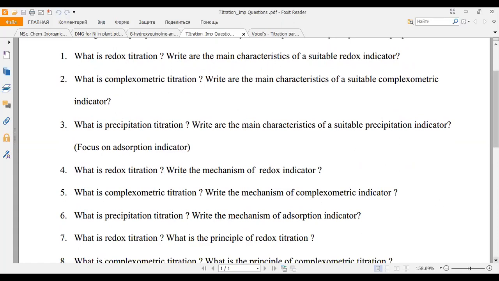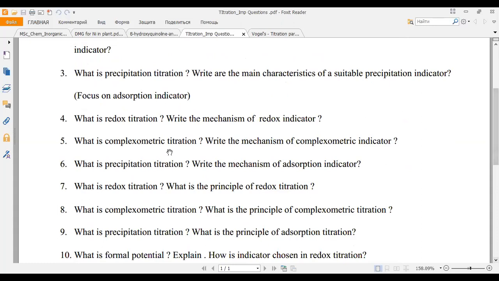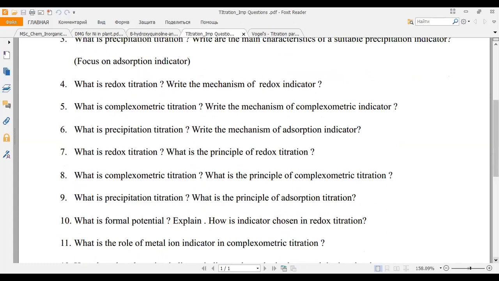The second part is the definition and mechanism of the indicator, like how it works. The first part is what the properties of the indicator are, and the second part is how the indicator works. You have to write the mechanism, the formula before and after, how the color changes, and why the color changes. Those kinds of answers are the mechanism.